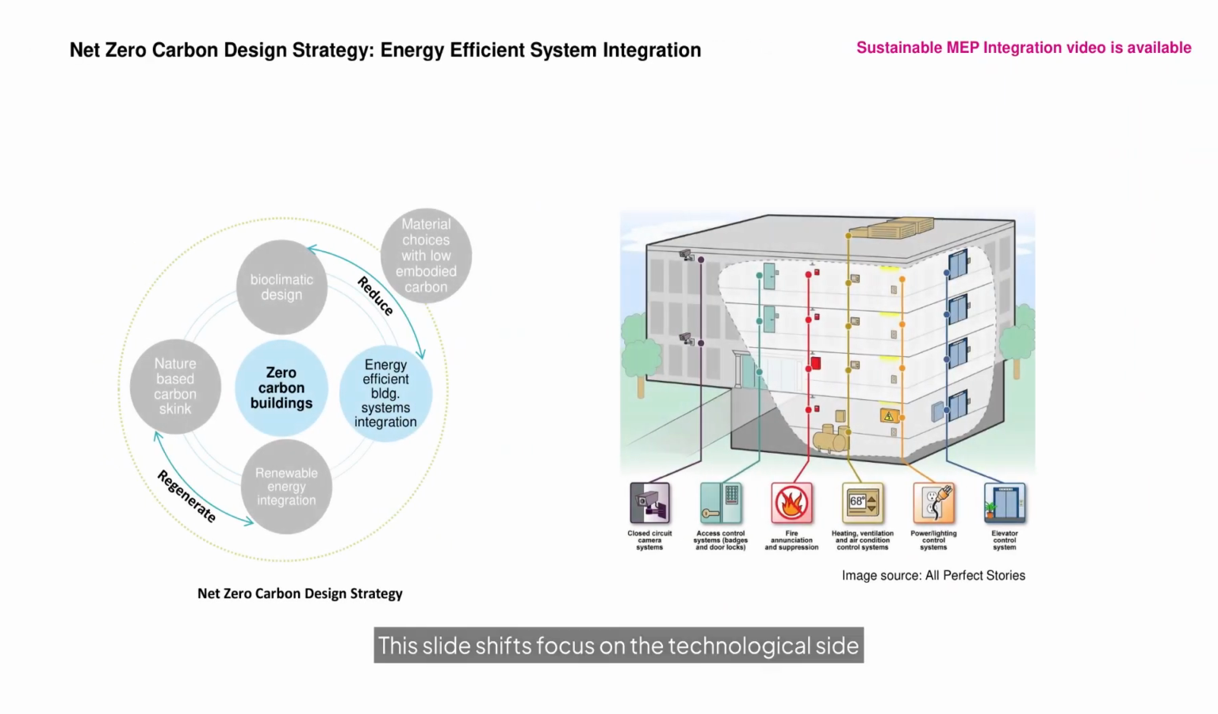This slide shifts focus to the technological side of reducing energy consumption. The use of energy-efficient MEP systems and LED lighting achieves low energy consumption while providing comfortable environments for users. Building Management System, BMS, is a computerized central system that monitors and optimizes entire building operations. This high-performance service system is integral to the REDUCE framework, complementing bioclimatic design to further minimize energy demand and enhance occupants' health and well-being. Sustainable MEP integration video is available.